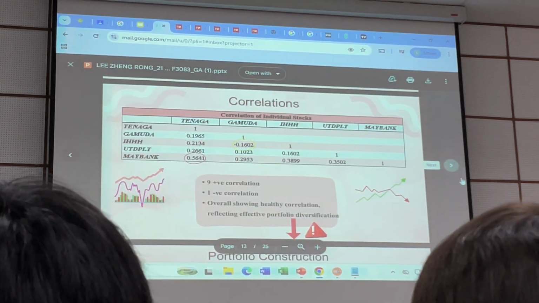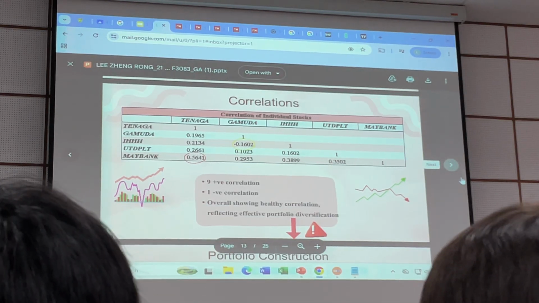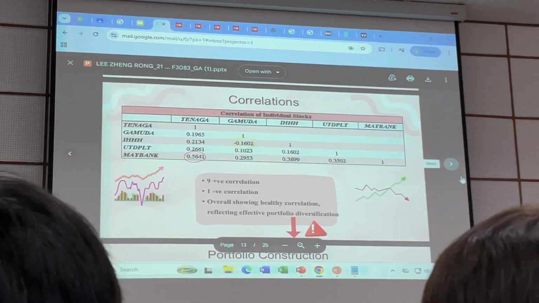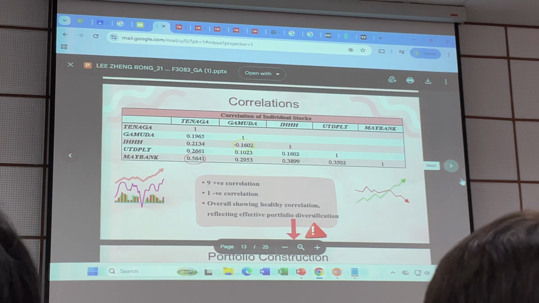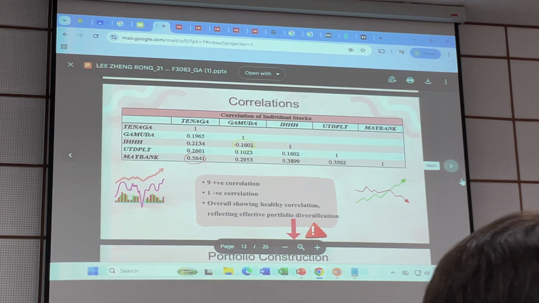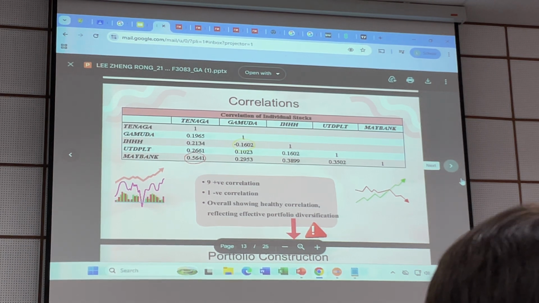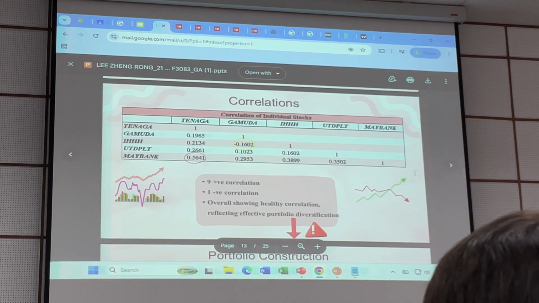Correlation: you can use Excel to calculate whether it is positive or negative. It looks like 9 positive, 1 negative. Of course, we would prefer more negative, because with different sectors you get negative correlation.